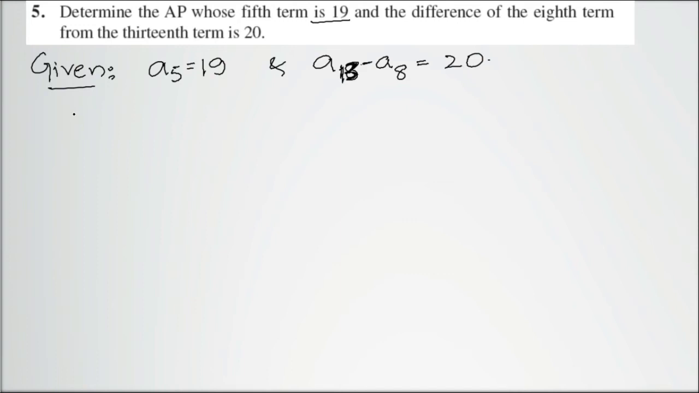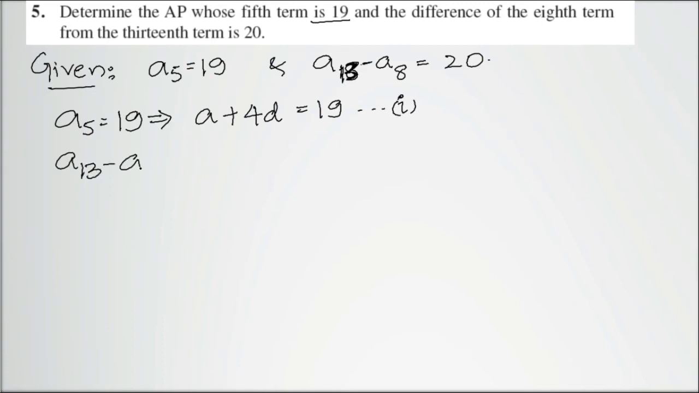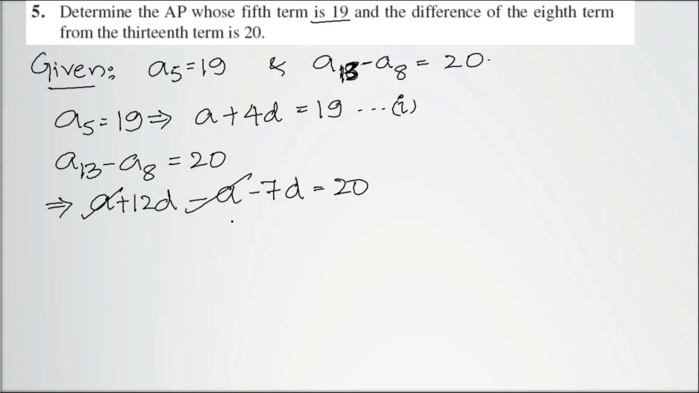Since A5 is equal to 19, I can write this as A plus 4D equal to 19. Let me call this equation 1. They have given A13 minus A8, the difference is 20. A13 is nothing but A plus 12D. A8 is nothing but A plus 7D. When subtracting, which is equal to 20, A will get cancelled. 5D equal to 20, and the value of D obtained is 4.